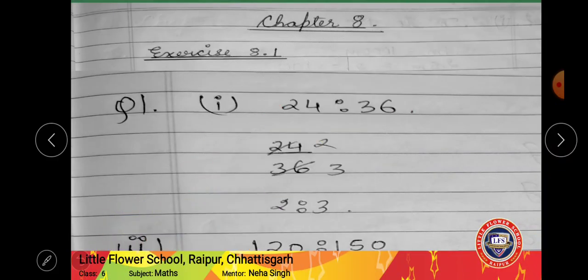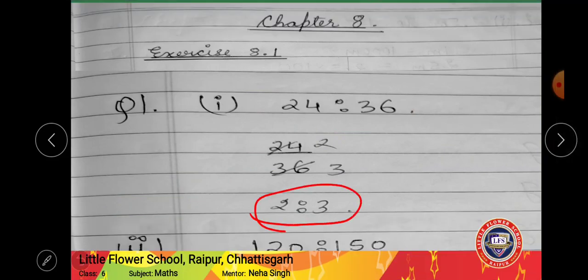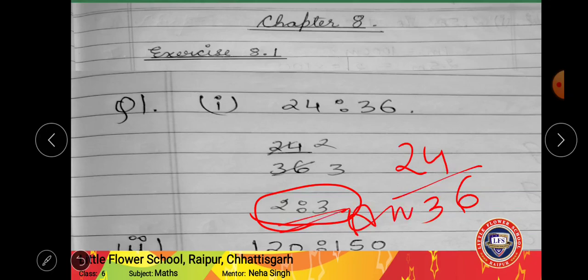What is the simplest form? This 2:3 is the answer. Understood? It was written as 24:36. I wrote it as 24/36, and now I have cancelled it. How? 12 twos are 24, 12 threes are 36. So the answer I am getting is 2:3.